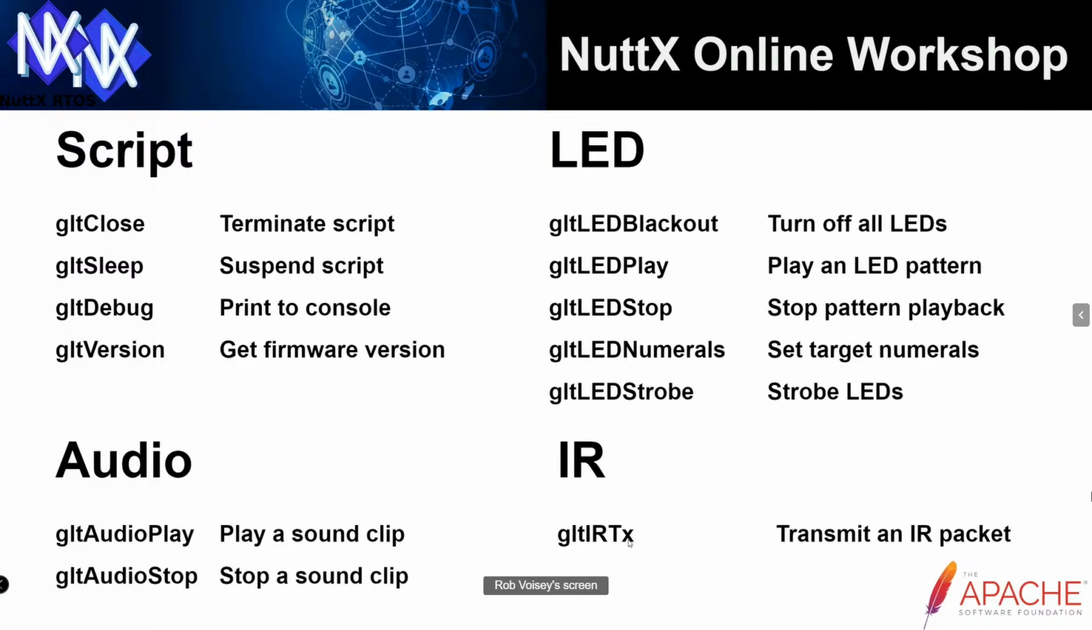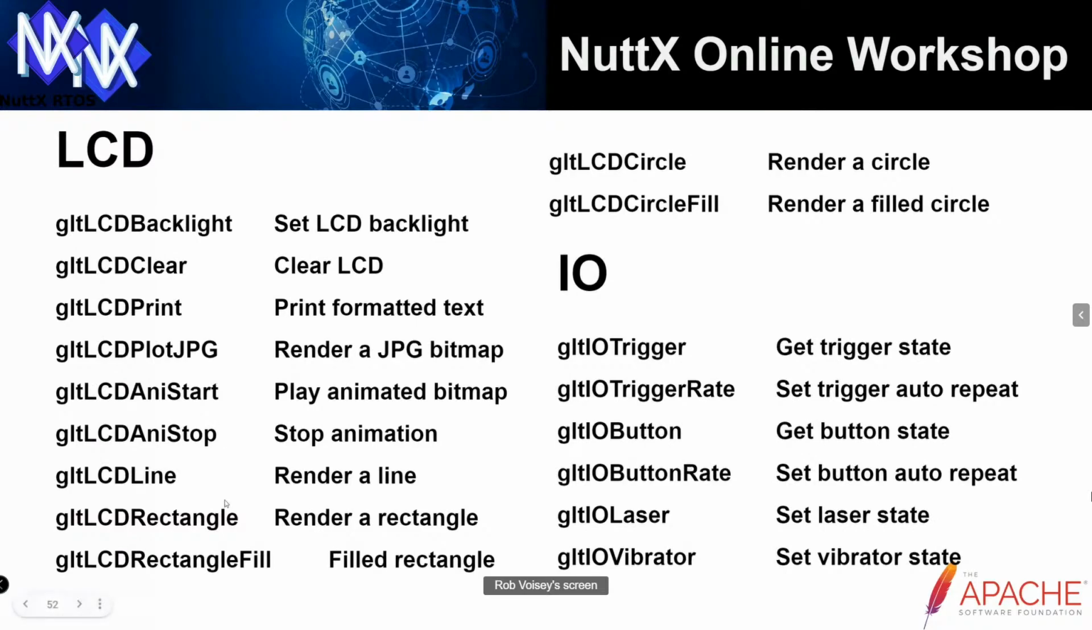You can transmit an IR packet through any combination of the front barrel and the sides. If you fire out of the sides, the thing works like a grenade and will hit anybody around you. There's a whole bunch of functions for drawing on the LCD, including text plotting and playing MJPEG animations.